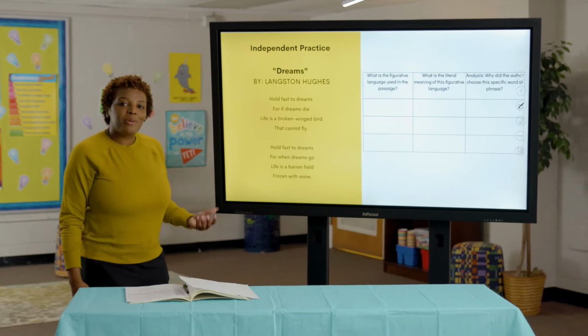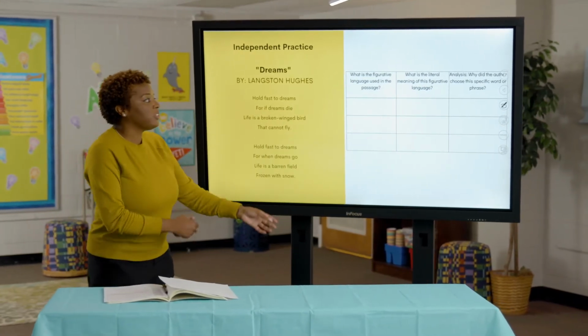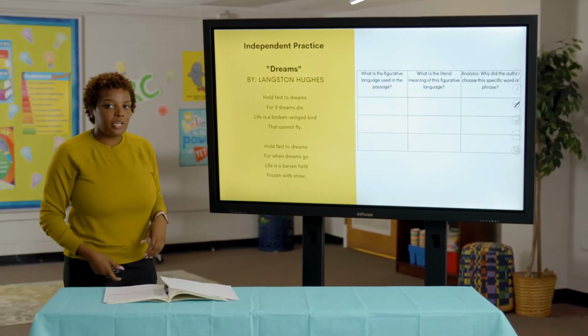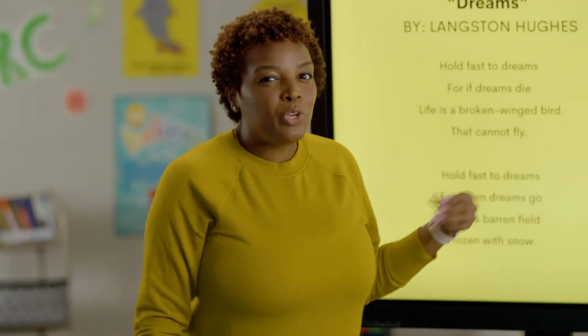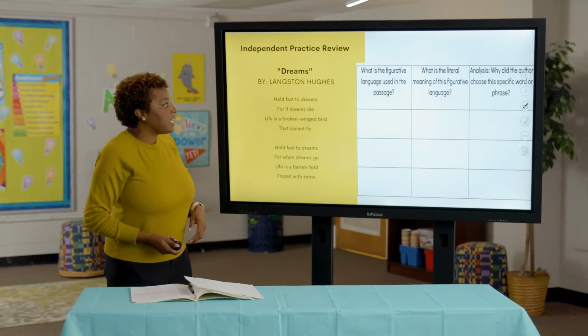So hopefully you were able to interpret some of the figurative language used by Hughes. In this particular poem, he uses quite a bit of figurative language. You have some personification. You also have, again, some metaphors that he uses to explain what could happen when you potentially let go of your dreams. So now we're going to check for your understanding.